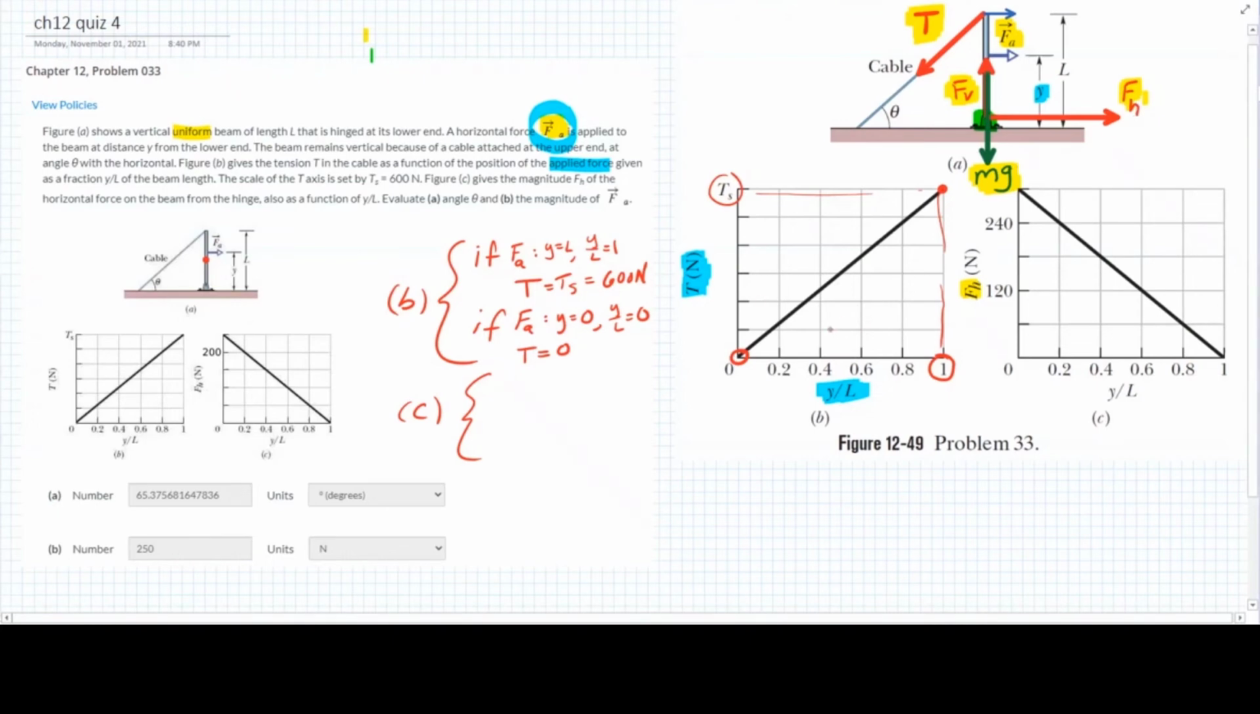So graph C is showing what happens with that force as a function of F sub A, the horizontal force. This is F sub A. In both cases, I'm moving F sub A all around. If F sub A is applied at Y equals L, that means Y over L equals 1 over here. And if I'm applying this force at Y over L equals 1, that means my F sub H is 0.